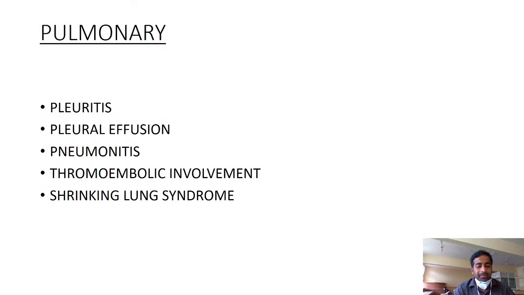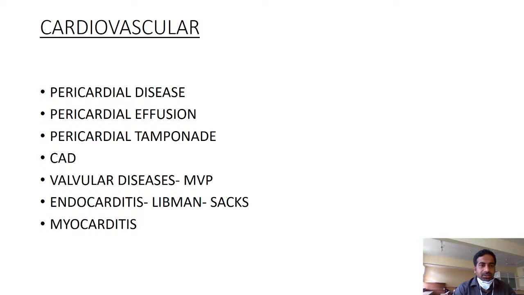Pleuritis. Patients mainly have serositis. They'll have pleural effusions, pleuritis, pericardial effusions, and swelling of the limbs. Serositis is one of the most common clinical signs of SLE. Then pneumonitis, thromboembolic involvement, and shrinking lung syndrome. All these are the pulmonary signs. Then cardiovascular: you have pericardial effusion, pericardial disease, pericarditis, pericardial tamponade, coronary artery disease, any valvular diseases.